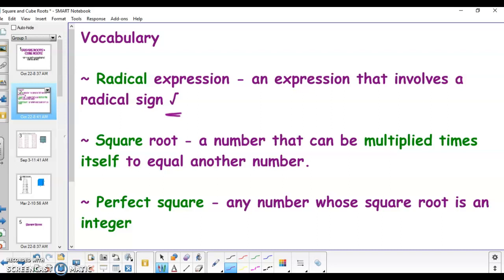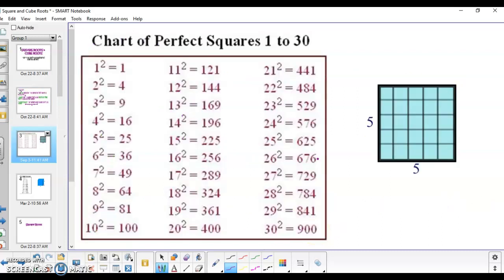A square root is a number that can be multiplied times itself to equal another number. And a perfect square is any number whose square root is an integer. So what does that mean exactly? You can find it on a number line. And we'll take a look at that more.